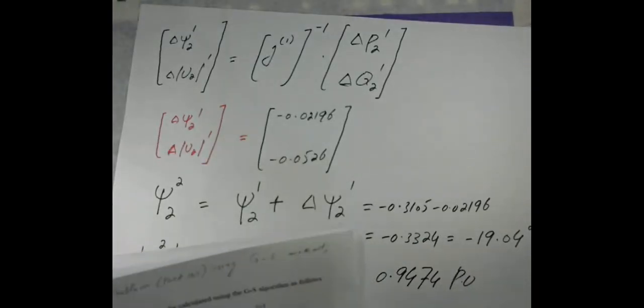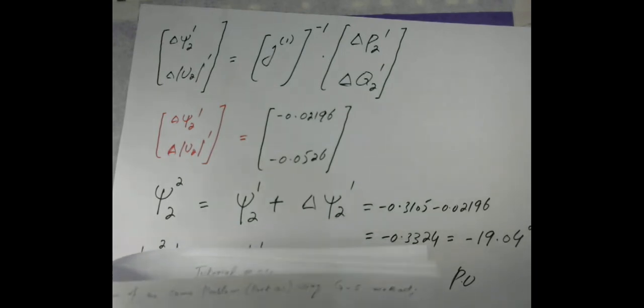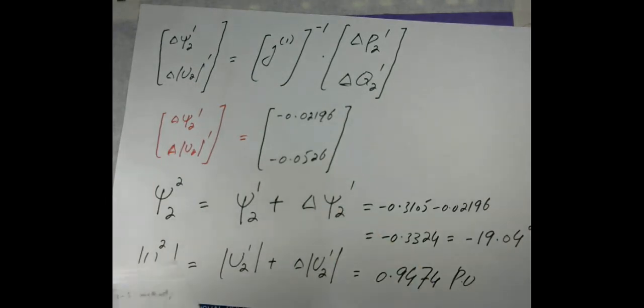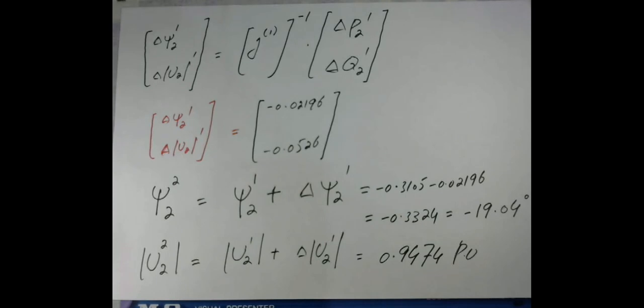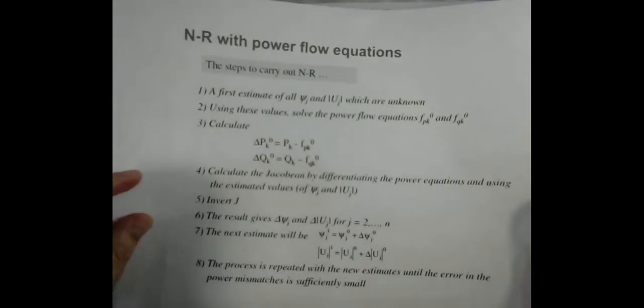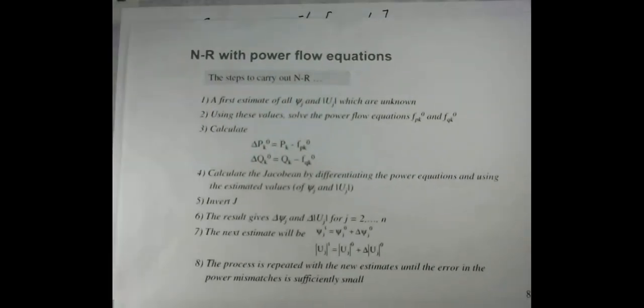But the calculations in the case of the Gauss-Seidel method are simple, but it takes more steps to converge to a solution. In the case of the Newton-Raphson method, although the length of each step is quite long, the number of steps for converging to a solution is fewer. So I hope with this problem you have now understood the Newton-Raphson method.